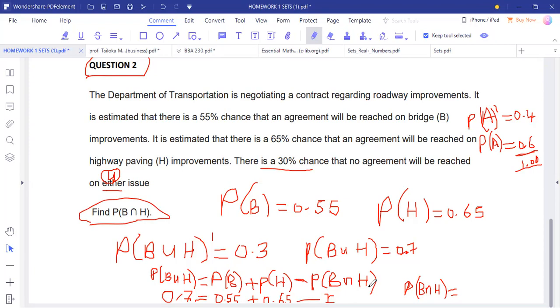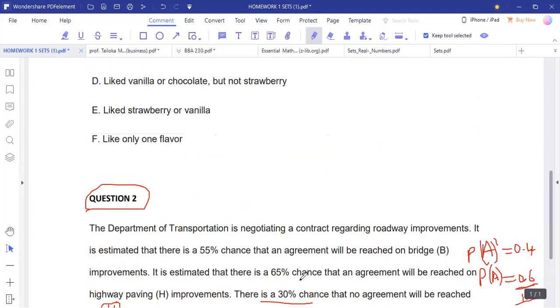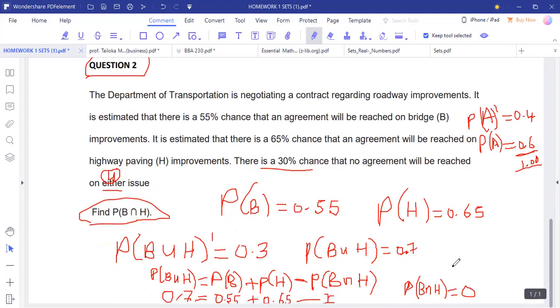So it will be 0.55 plus 0.65, minus 0.7. What answer are we getting? Can somebody give me the answer? When we solve for this one, of course, I can still present this in a Venn diagram so that you see what is going on here. All right, so the answer is 0.5.